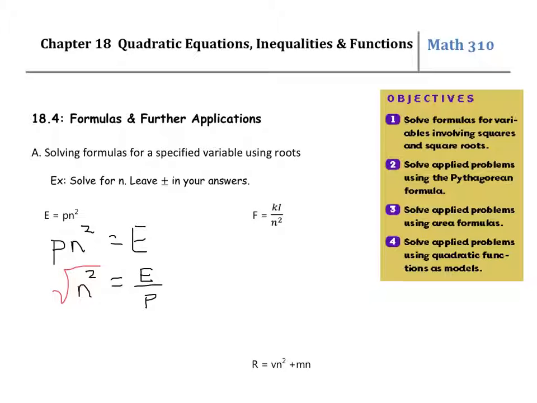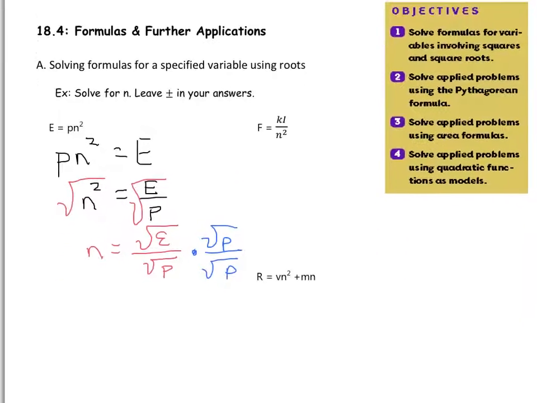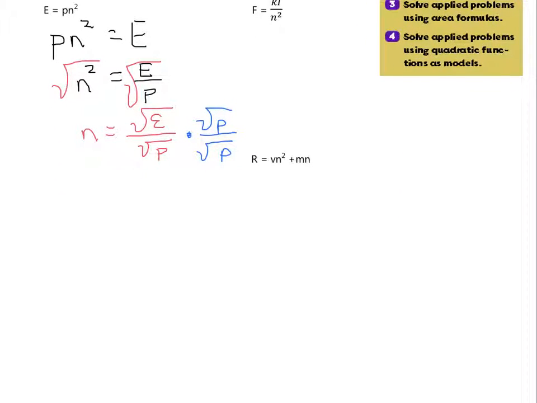And that will give us n on the left. So we have n equals, and I'm going to break it up to be the square root of E over the square root of P. And now we have to clear that square root of P from the denominator because it's a radical. You can't have radicals in the denominator. So we multiply by 1 in the form of square root of P over square root of P. And now what we have is that n equals the square root of EP over P.